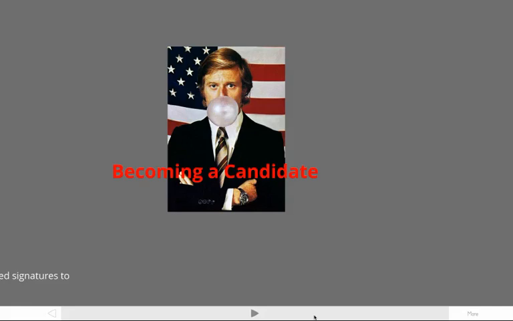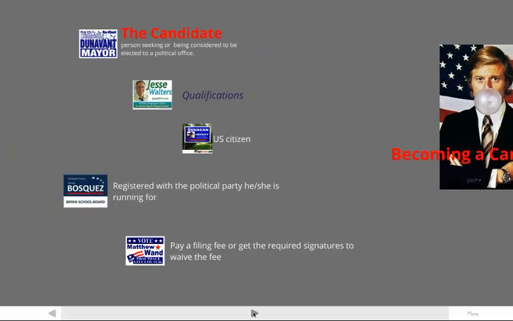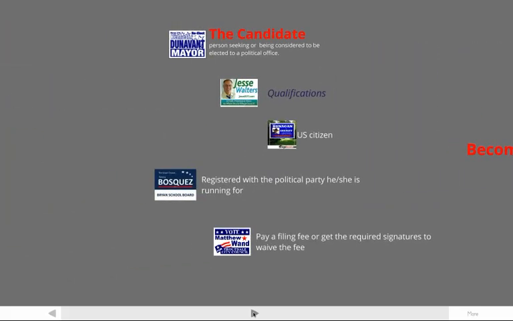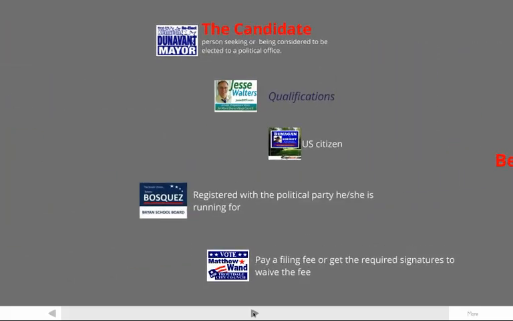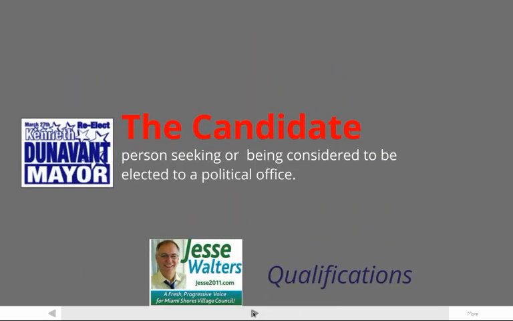We're going to continue talking about political involvement, and tonight we're going to talk about becoming a candidate. So what is it that you need to do to become a candidate for political office? Now, the first thing we're going to talk about is the candidate. You may be asking yourself, what is a candidate? Well, a candidate is a person seeking or being considered to be elected to a political office.